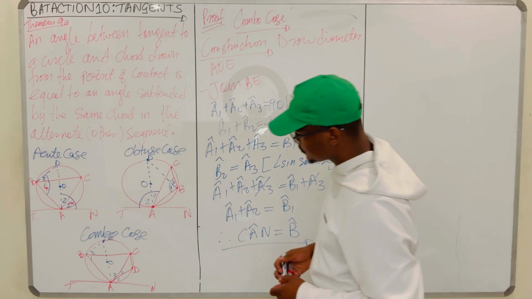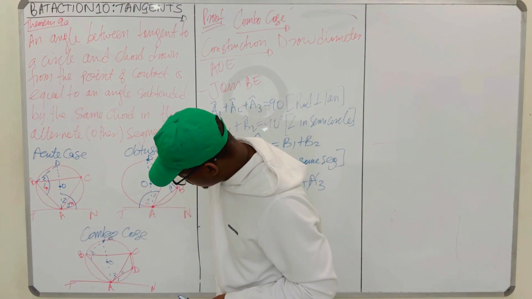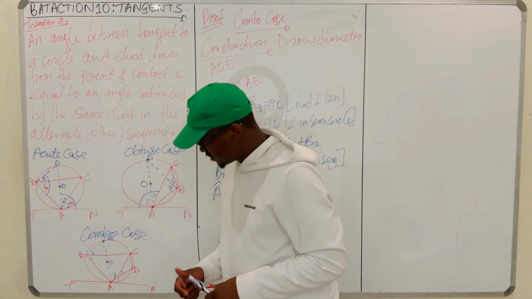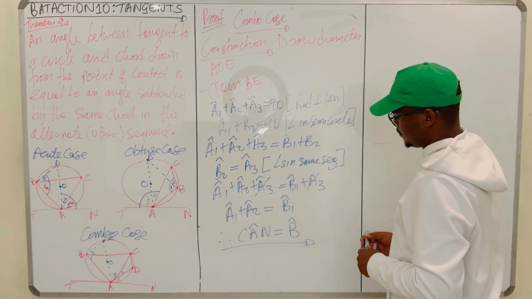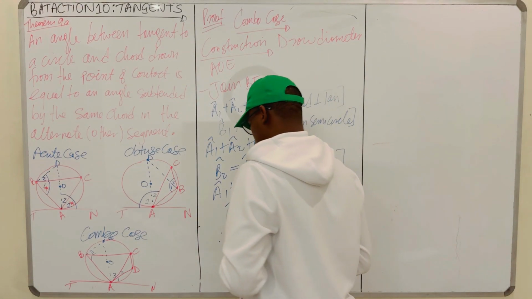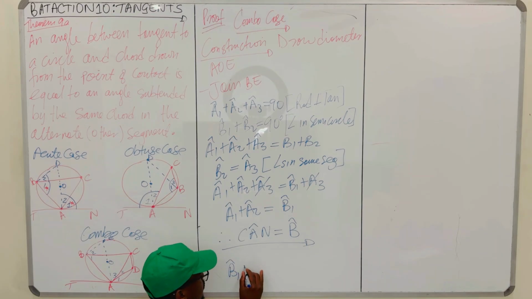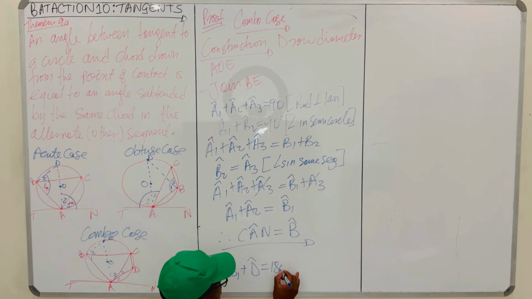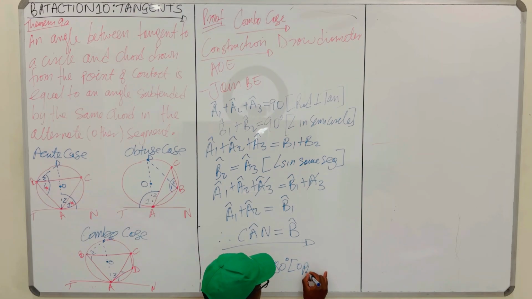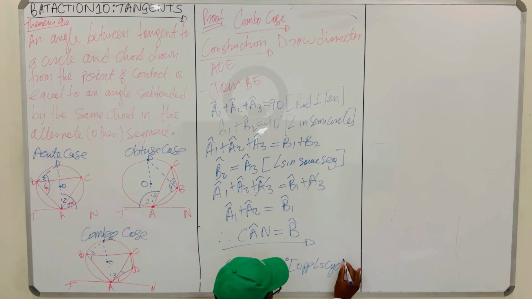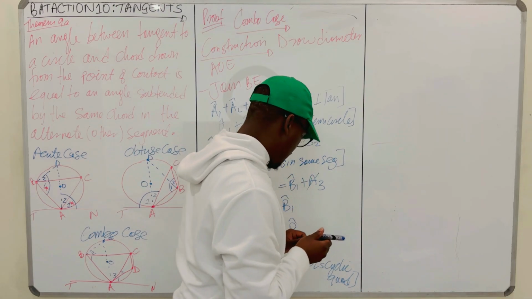No problem. Now, we're combining these two. What is B1 plus angle D? B1 plus angle D is equal to 180 degrees. Why? These are opposite angles of a cyclic quadrilateral. Are you happy with that?